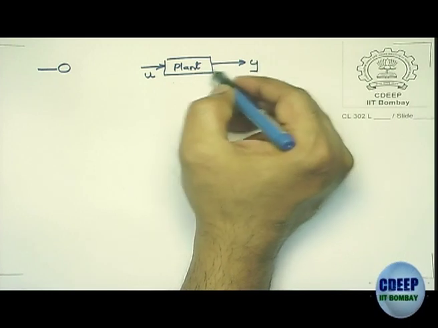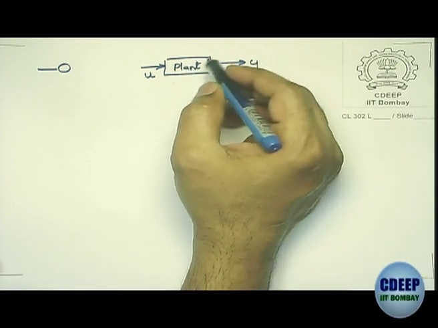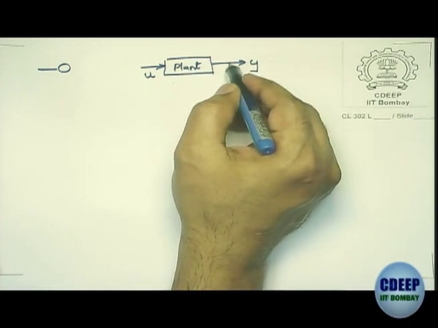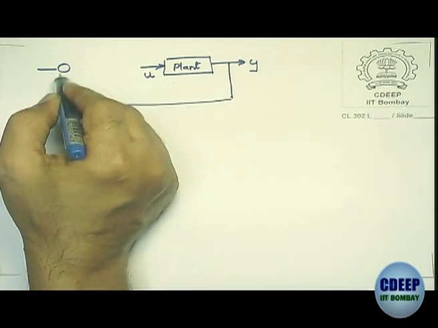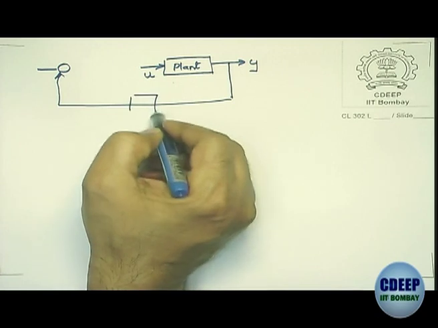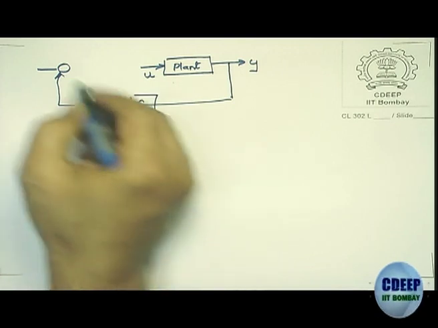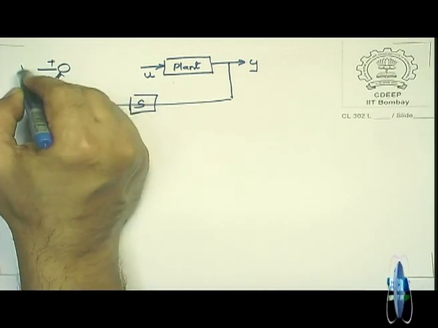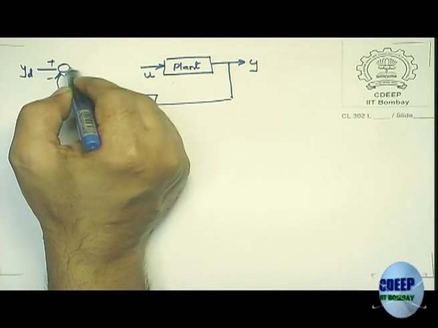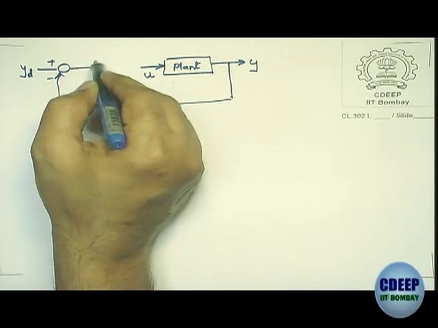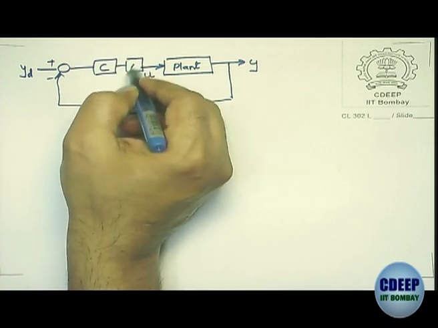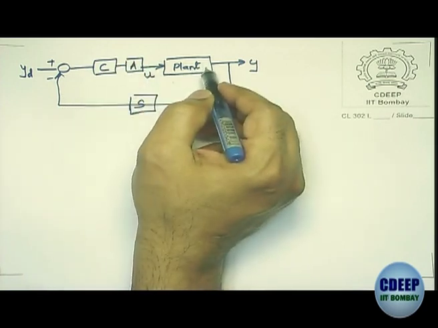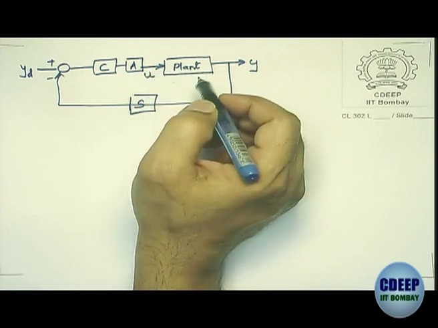We show that relationship in this plant P. If we want to control, what we say is we measure this y and we send it via feedback. So, there is a sensor, let us call that S, there is a feedback, there is a comparison with the desired value of y, temperature, and then a controller determines or sends a signal to an actuator which defines what the steam flow is.